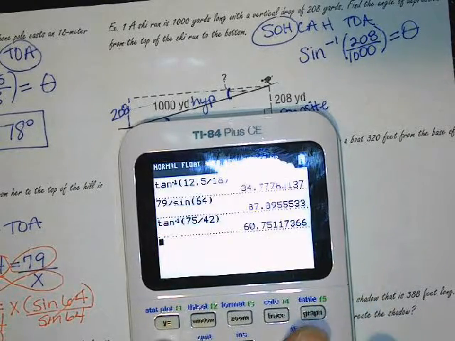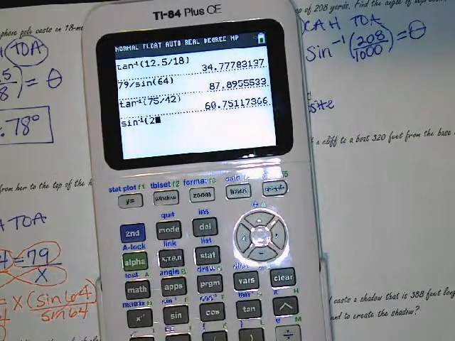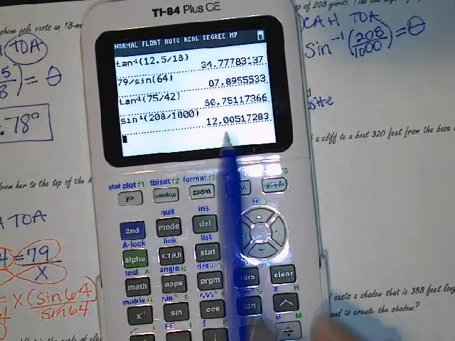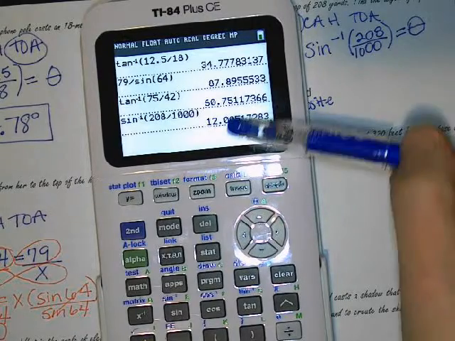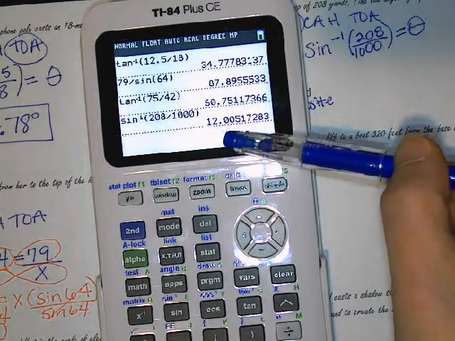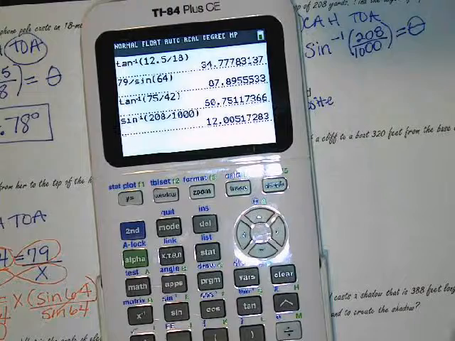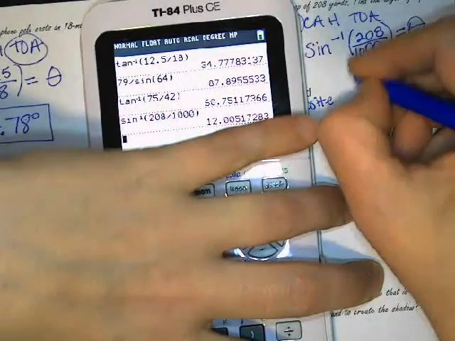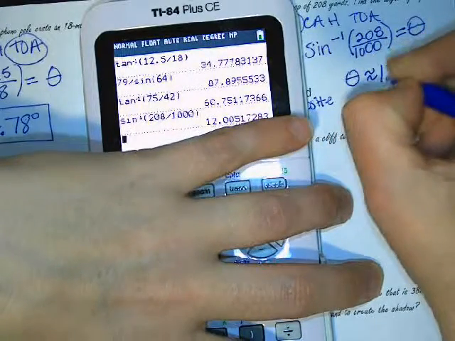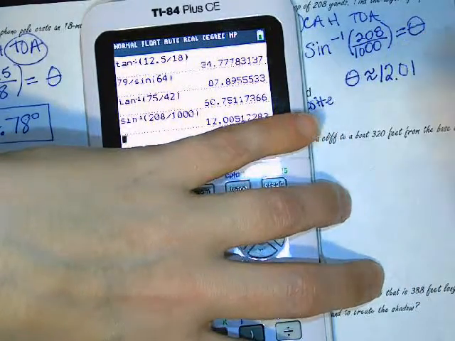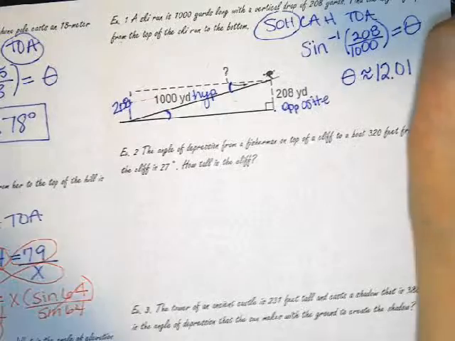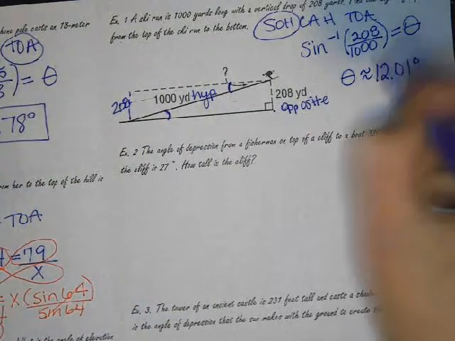Second, sine inverse of 208 divided by 1,000, and that's 12.005. So if I'm rounding to the nearest hundredth, that means that second zero is going to turn into a 1, because of the 5 after it. So 12.01, and we're finding an angle, so we have to put degrees. Okay?